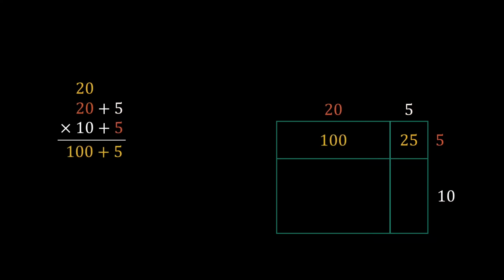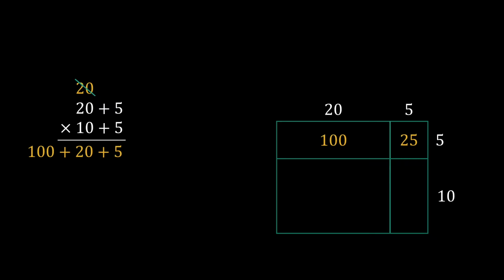5 times 5 is 25. Carry the 20. And then 5 times 20 is 100. And then carry the 20 down. So then what do we do next? Well, if we look at the rectangle, we could just multiply 10 by 5 and 10 by 20 to get the areas of the last two rectangles.